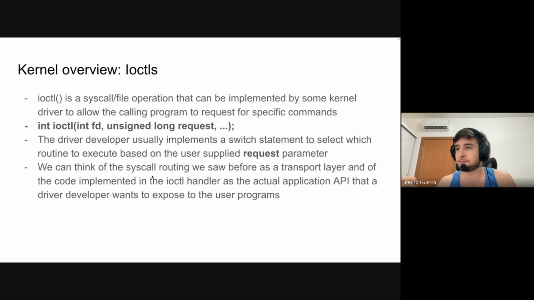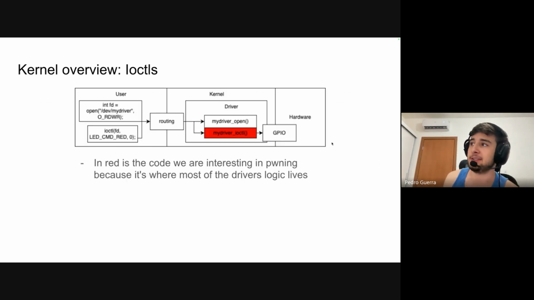And then there's a third argument, which is a user-provided 64-bit value, which is usually a pointer into userland to pass in structured data in your request. So the stack usually looks more or less like this. You have your user process, which will open the device driver on /dev, and then there's all the routing. You reach the open handler in the device file operations, which will return your file descriptor, and then you can call IOCTL on the file descriptor.